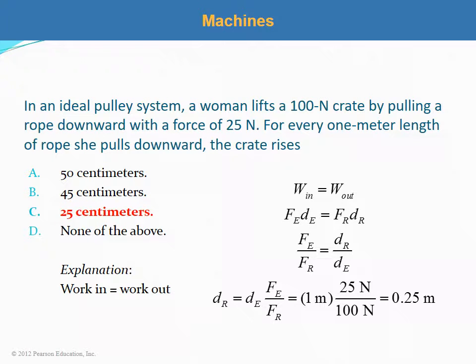The answer is C, 25 centimeters. Ignoring friction, the work in must equal the work out. The work in is the effort force times the effort distance. The work out is the resistance force times the resistance distance. Solving for the resistance distance, the distance the load moves is 0.25 meters.